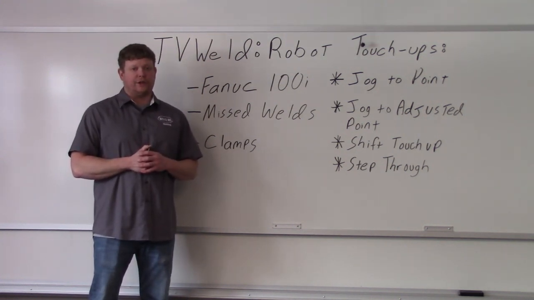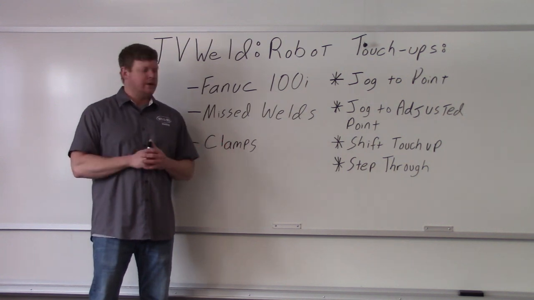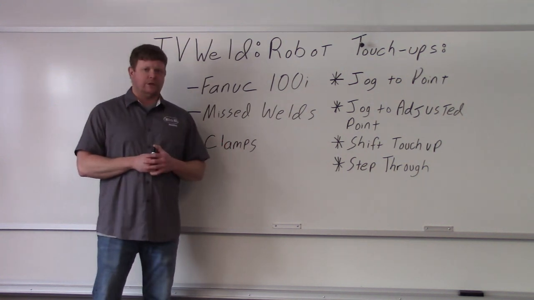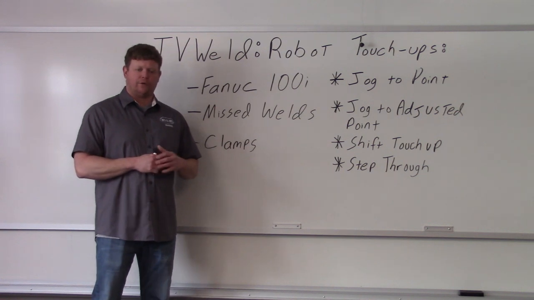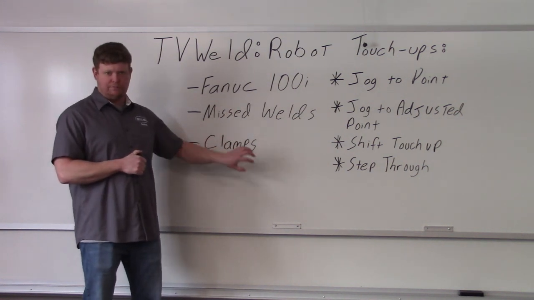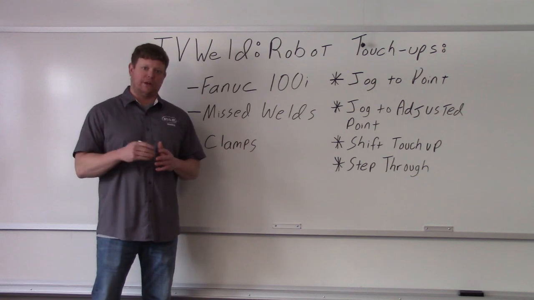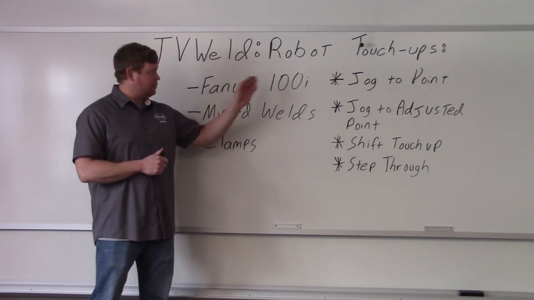It's a pretty simple thing to do, but if you don't know how to do it, you don't know how to do it. So what we'll do now is go out to the lab, fire up a robot, and I'll program something kind of like what I just drew on the back side of this with messed up points, and then we'll fix them and do our touch-ups.